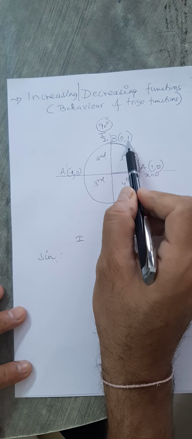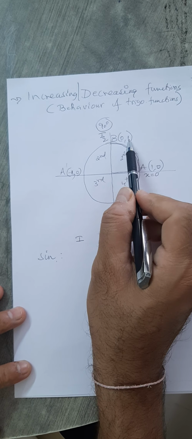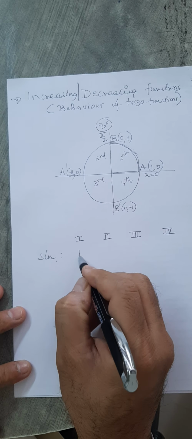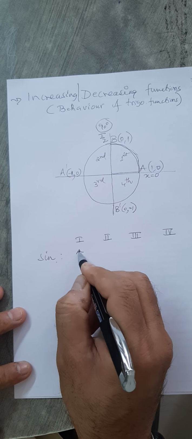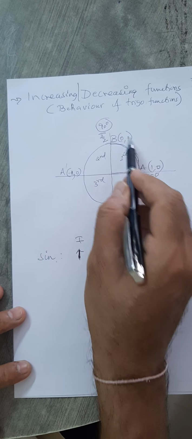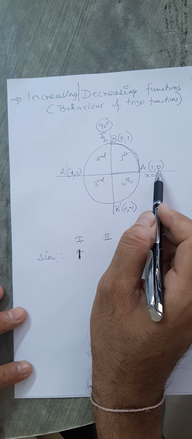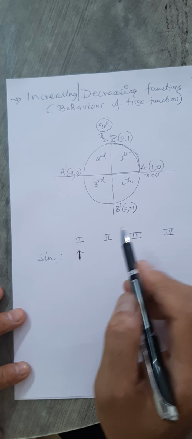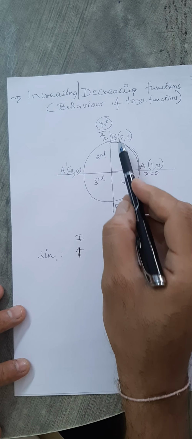Here 0, here 1, so 0 to 1. So here it increases from where to where? 0 to 1. So I'll put an upward arrow. The upward arrow says that in this quadrant sine increases. Sine increases means the values of the sine increase. That's one thing. Now go to the second quadrant.